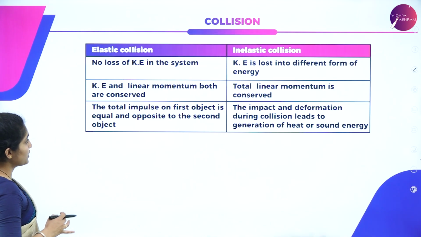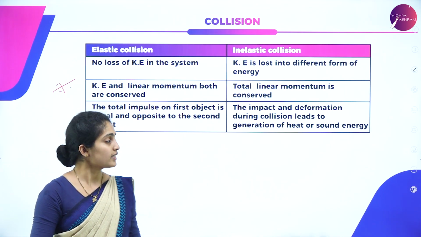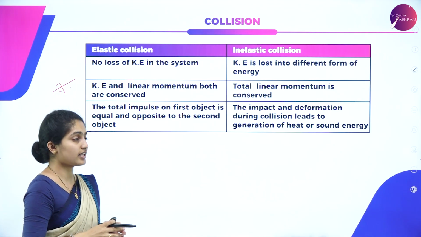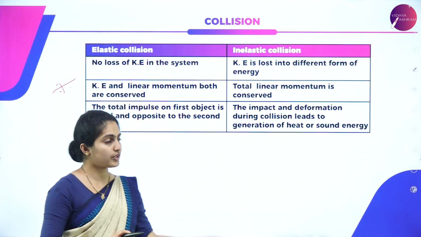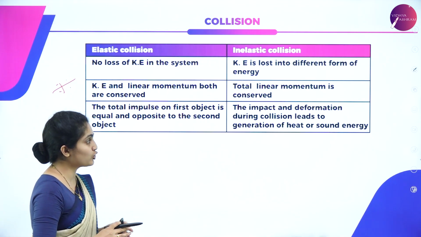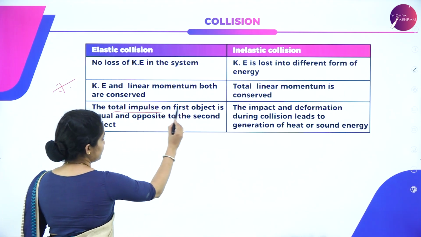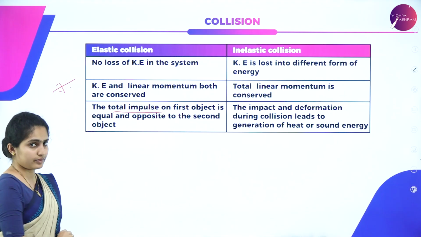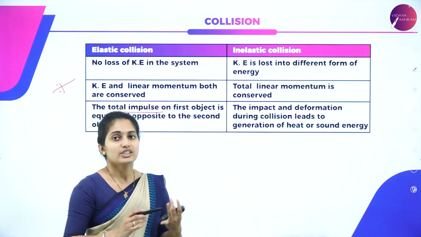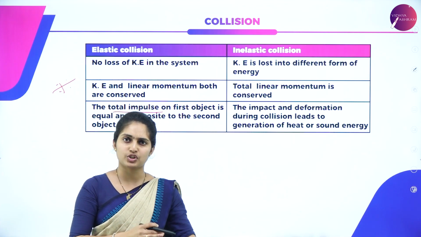So here, collisions and the differences between these are important, students. You will have to know elastic collisions and inelastic collisions. In the case of elastic collision, there is no loss in kinetic energy in the system, whereas in inelastic collision kinetic energy is lost into different other forms of energy. Here in elastic collision, kinetic energy and linear momentum both are said to be conserved. The total linear momentum is conserved. The impulse on the first object is equal and opposite to that on the second. But in inelastic collision, impact and deformation during collision lead to generation of heat or sound energy, any sort of energy that is transforming from one form to another.